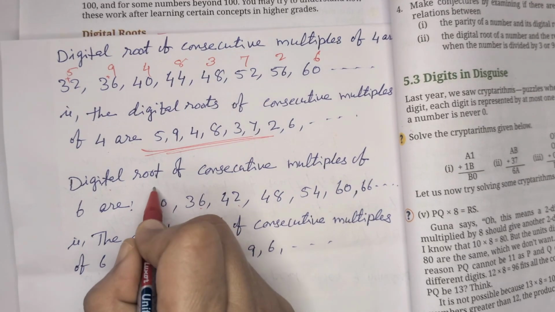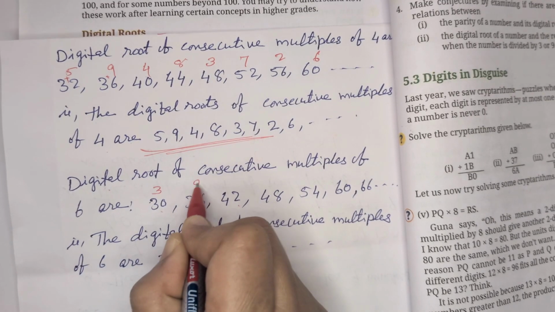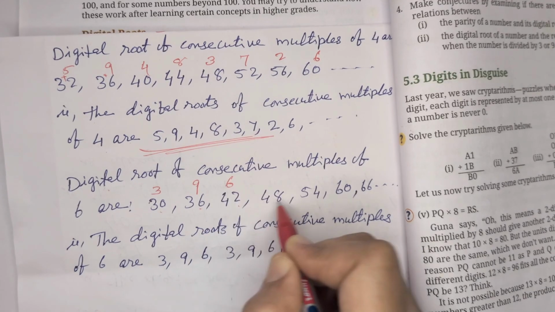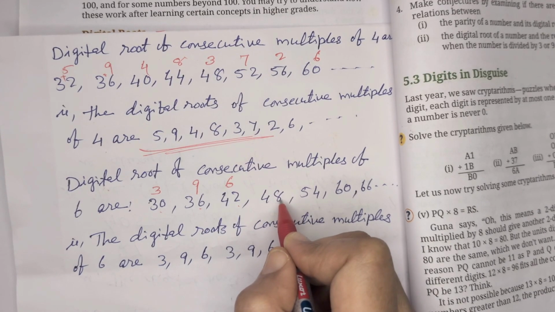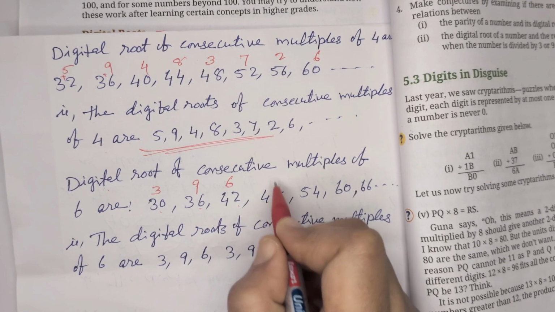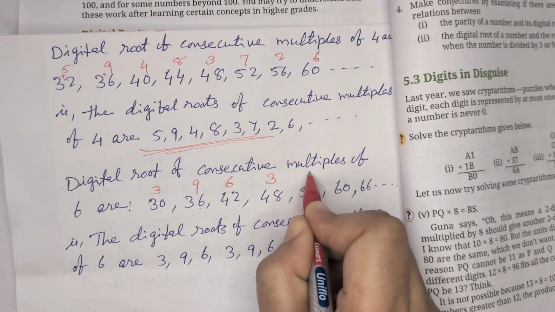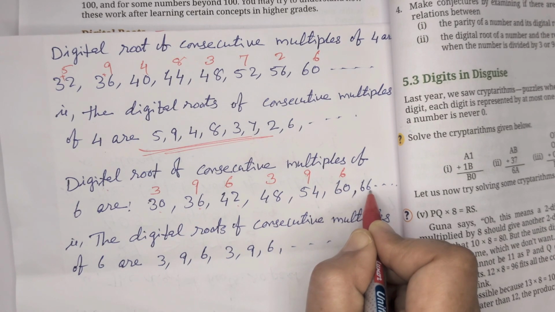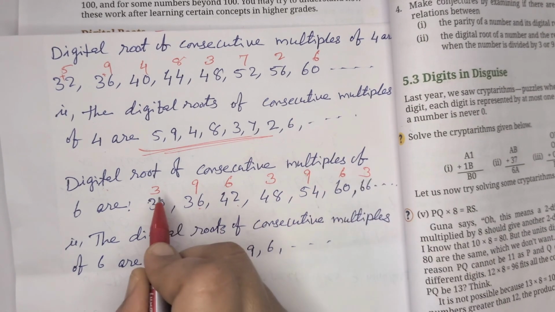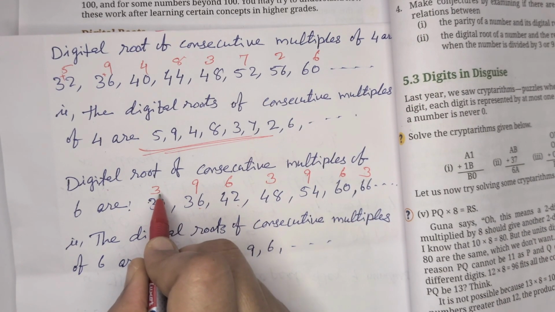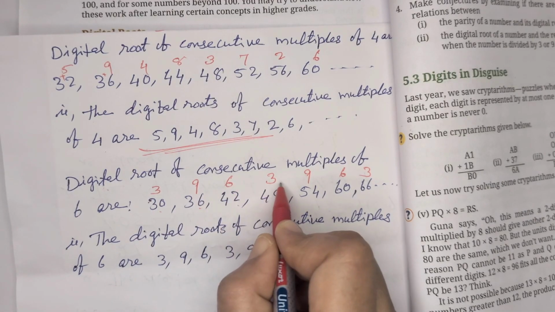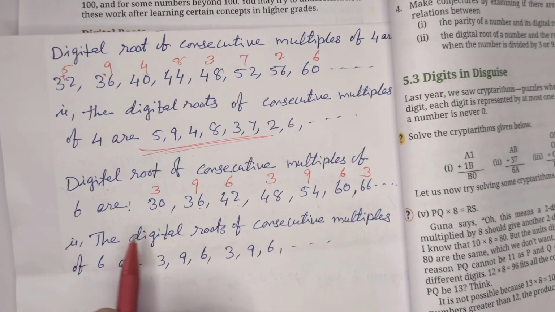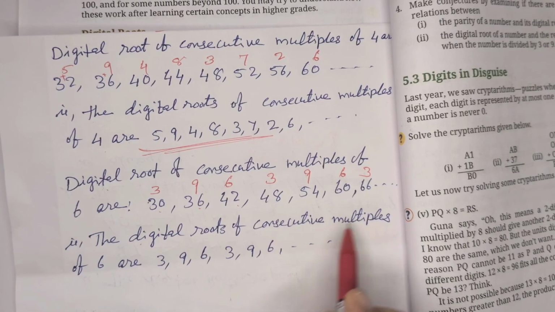30, 3 plus 0, 3. 36, 3 plus 6, 9. 42, 4 plus 2, 6. 48, 4 plus 8, 12. Again when we are adding, 1 plus 2, 3. 54, 5 plus 4, 9. 60, 6 plus 0, 6. 66, 6 plus 6, 12. When we are adding, 3. Now we can see the numbers are coming 3, 9, 6, 3, 9, 6, etc. So we can write the digital roots of consecutive multiples of 6 are 3, 9, 6, 3, 9, 6, etc.